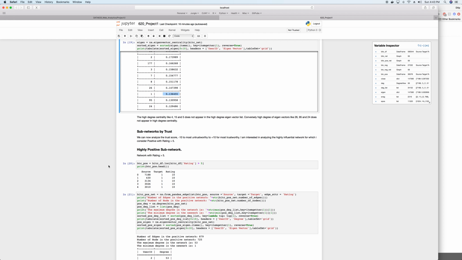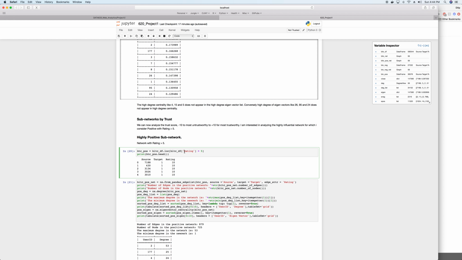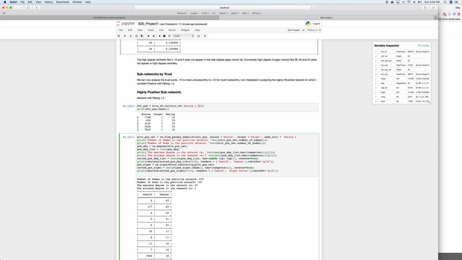Okay, moving along. Then we wanted to categorize the network, as we said, based on the ratings. One is the highly positive network in terms of trust, and then the highly negative network. So that's the next step that we wanted to do, subnetworks by trust. Positive networks are those with a rating greater than 5. Instead of greater than 0, we just went with greater than 5. And then we drew this.